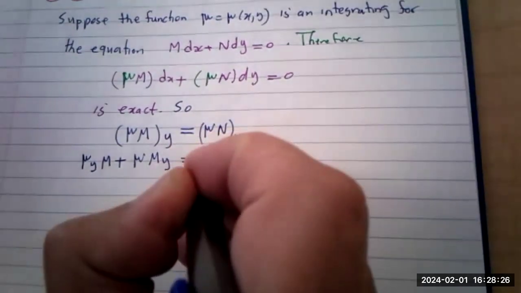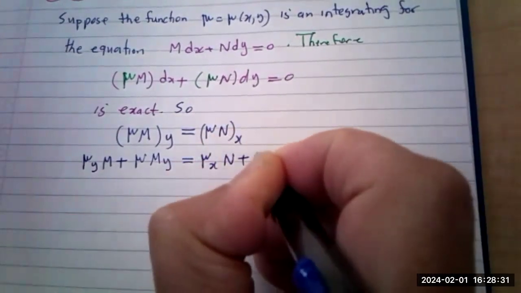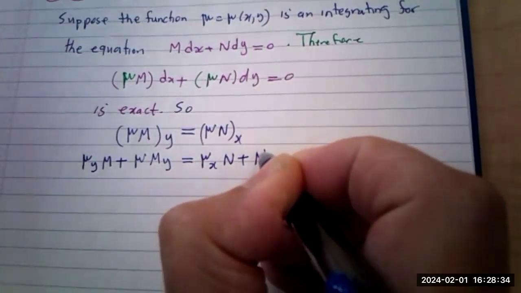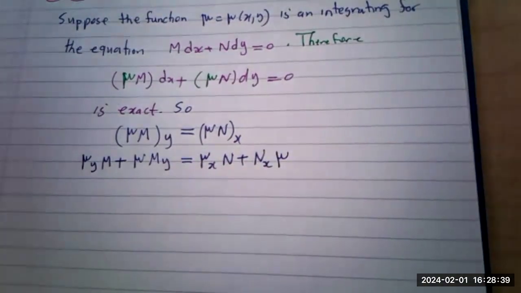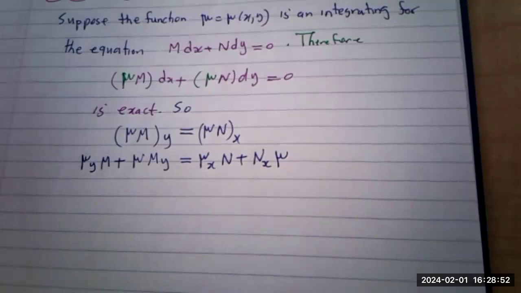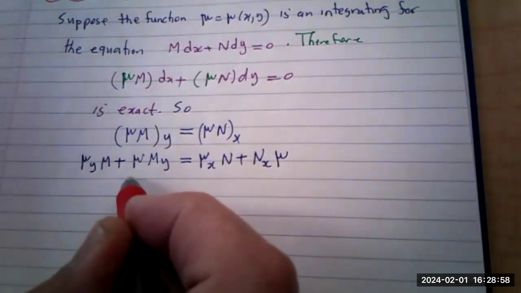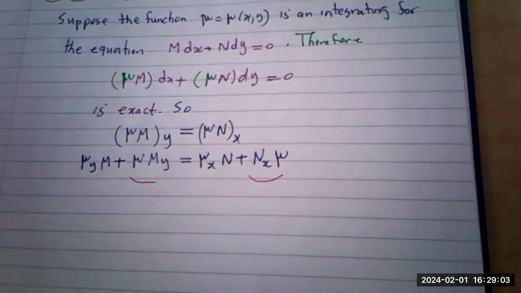Do the same thing here. Derivative of the first times the second is going to be mu sub x times N, plus the derivative of the second times the first, N sub x, the derivative of N with respect to x, times mu. You see, that is going to be a very popular equation. So if the function can satisfy this condition, this is what you are going to get. For some purposes, to make it easy, I'm going to move these two together.